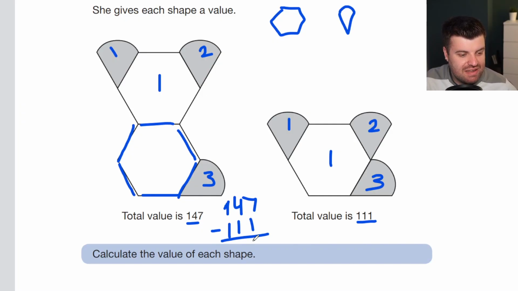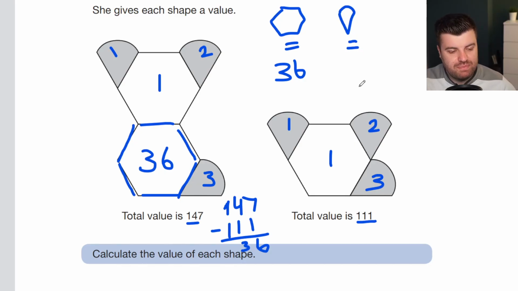So 147 take away 111. This is 6, 3, and then 0. They just cancel out. So I know this hexagon is worth 36. So the hexagon is worth 36. What's the cone shape worth then?